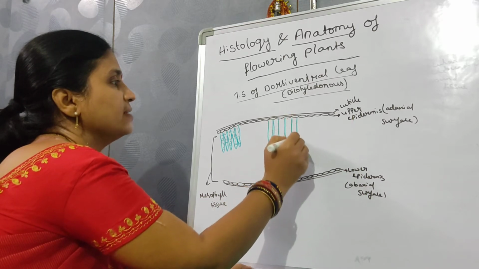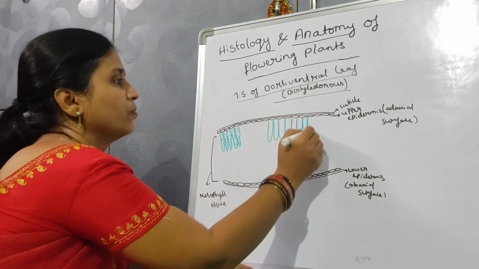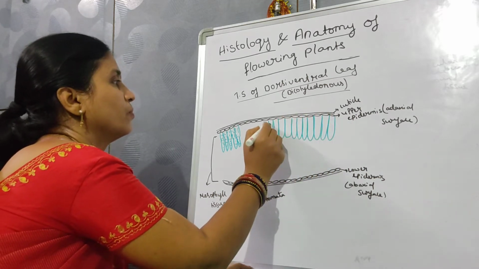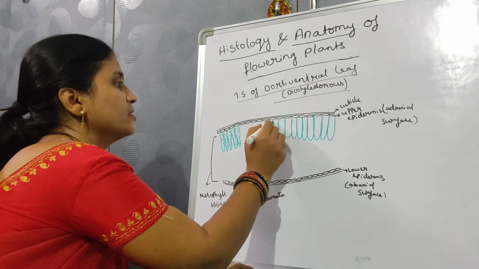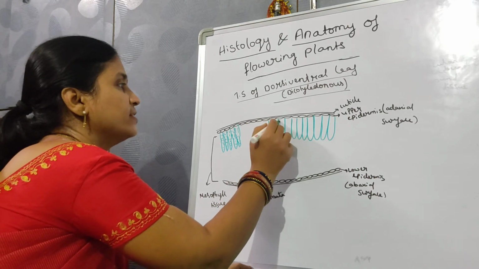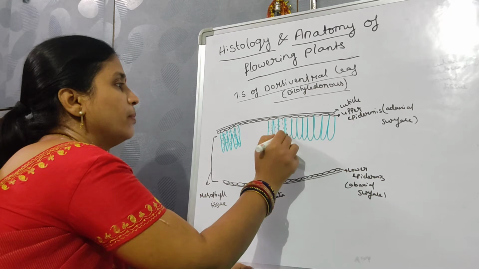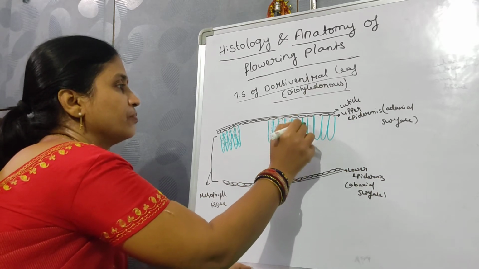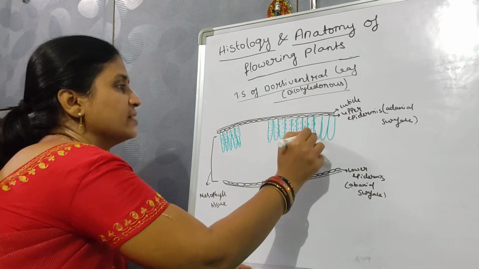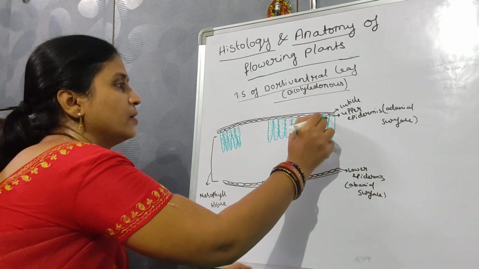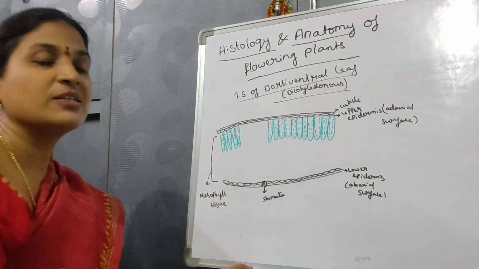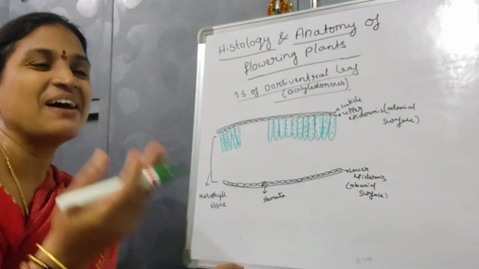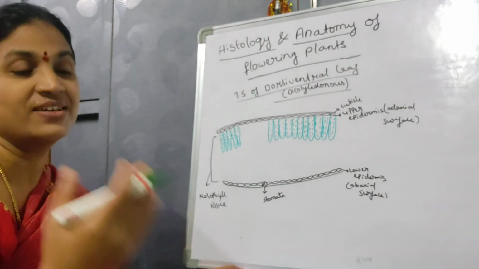These are the palisade parenchyma, where the chloroplasts are present. They are elongated cells, vertically placed, and parallel to each other. They bear the chloroplasts in the cytoplasm. The chloroplasts bear the chlorophyll, which is useful for photosynthesis.